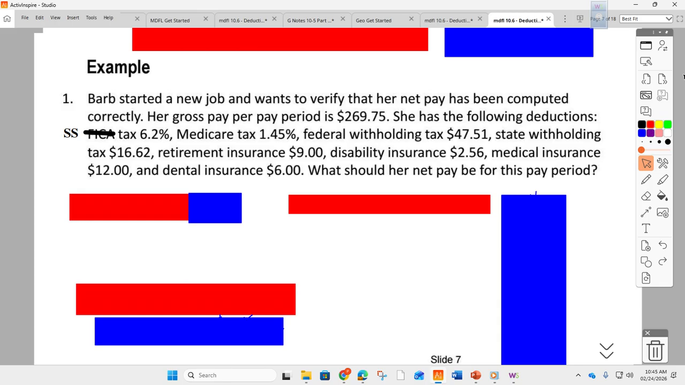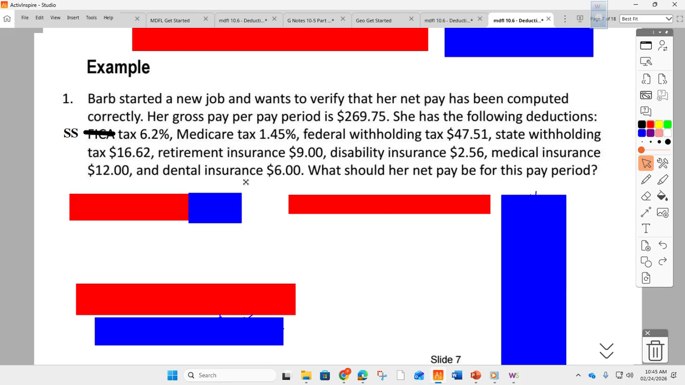Her gross pay is $269.75, and she has a list of deductions which include, I want you to scratch out FICA tax. It's actually Social Security tax. Scratch out FICA and put capital SS. FICA is actually Social Security and Medicare, so this is Social Security. So 6.2% of this amount, 1.45% of this amount, her gross income, and then all these other deductions. So federal tax, state tax, retirement insurance, disability insurance, medical insurance, and dental insurance.